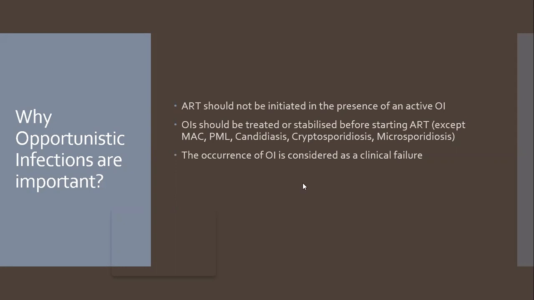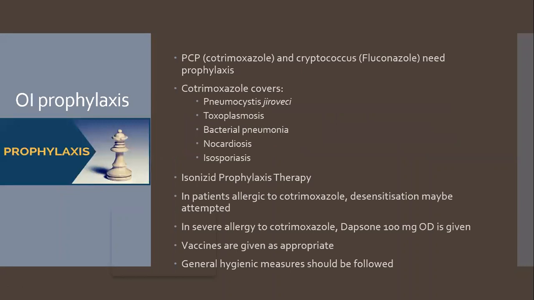So I told you about the three failures: virological failure, immunological failure, and clinical failure. If a patient gets an opportunistic infection on ART, it is a clinical failure. So opportunistic infections are very important in HIV. That is the entity of treatment of opportunistic infection. But there is another entity called prophylaxis. This is again an important 5-mark question for you.